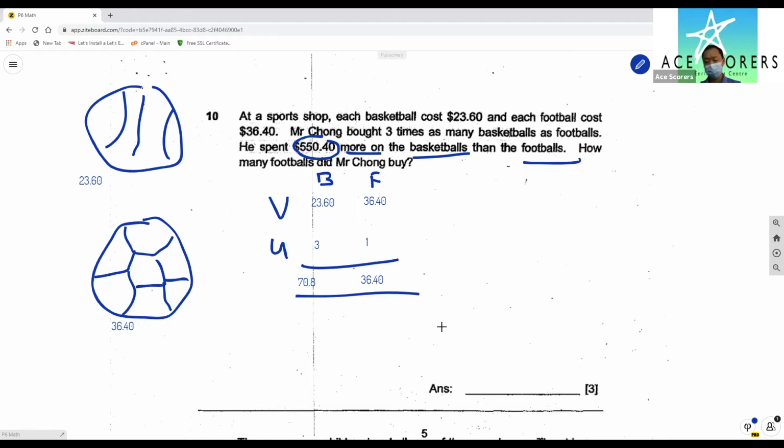Take away 36.4. 34.4. The problem with this is you have to wait a while. You know what I mean? I minus. Do you know why I minus? Because it said the difference. So 34.4 VU represents 550.40. What is 1 VU?